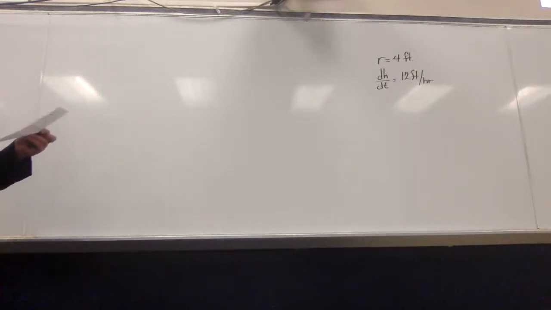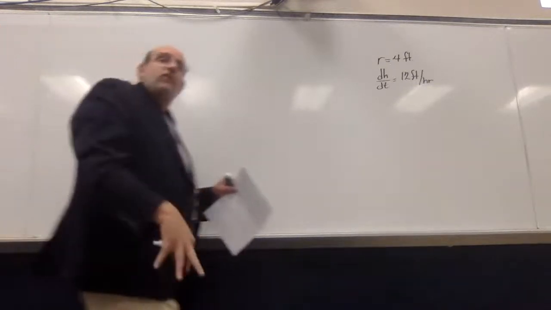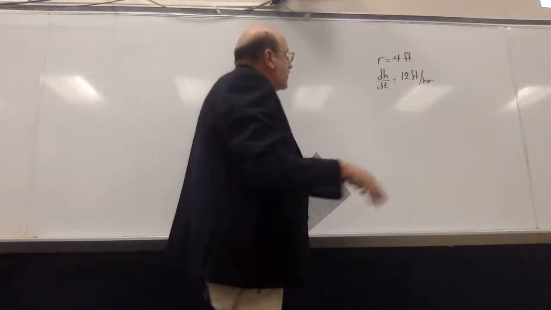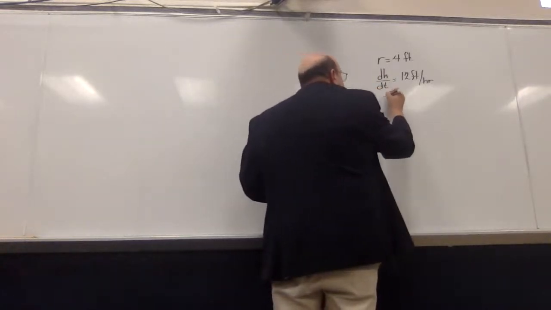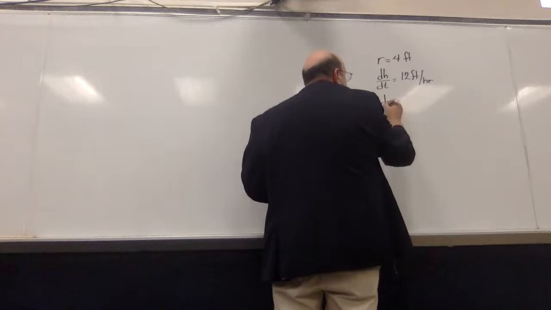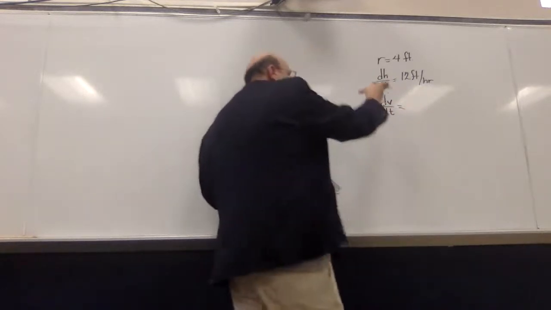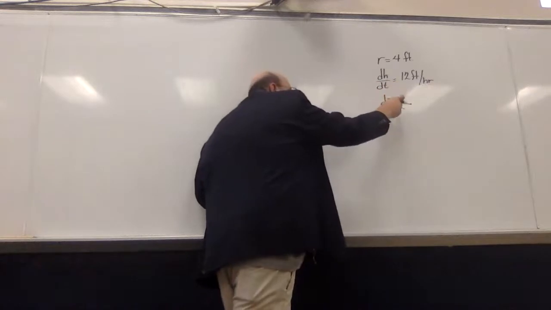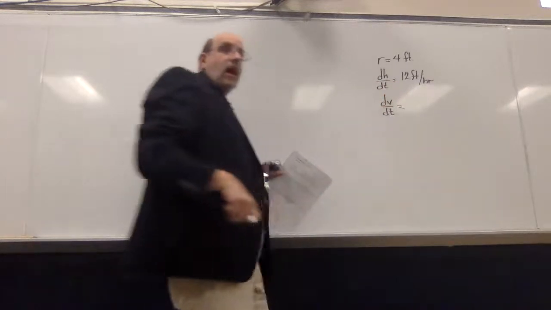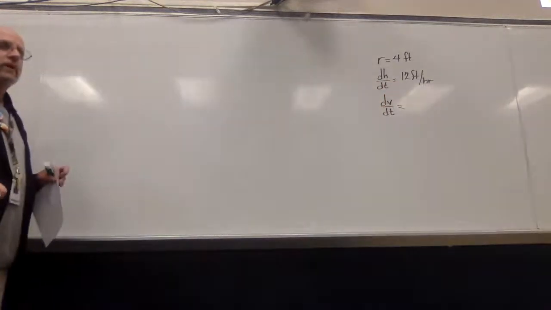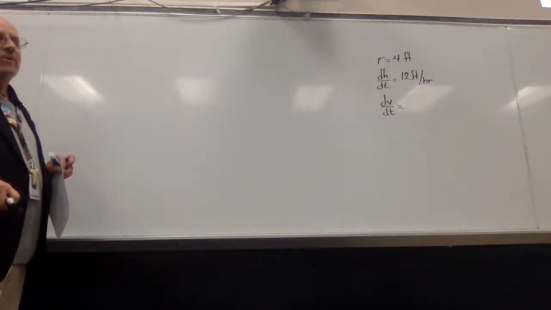How fast is the volume changing? How fast is the volume of this well increasing if it goes down 12 feet an hour? So what are we looking for? dV/dt, right? How much is the volume changing in that same amount of time? Cool?